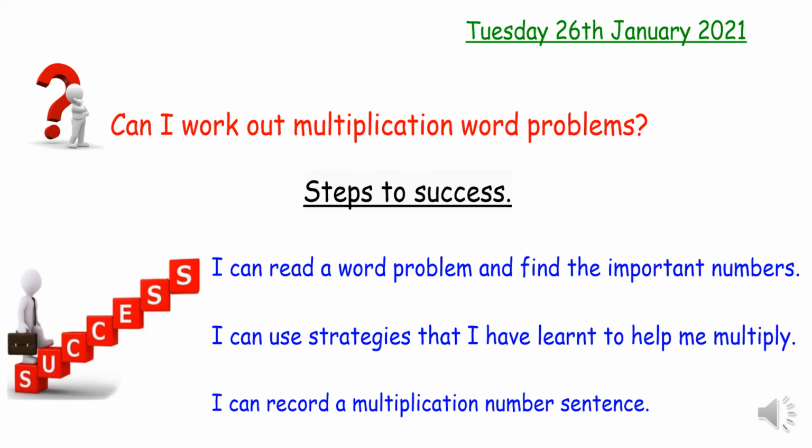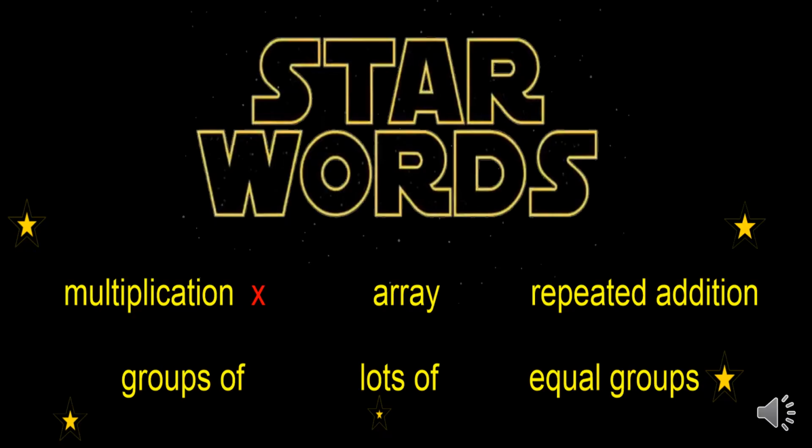Our learning question for maths for today asks us, can I work out multiplication word problems? Our steps to success say, I can read a word problem and find the important numbers. I can use strategies that I have learnt to help me multiply, and I can record a multiplication number sentence.